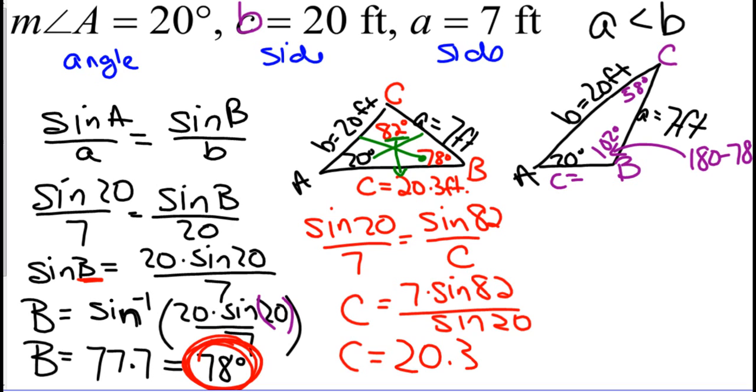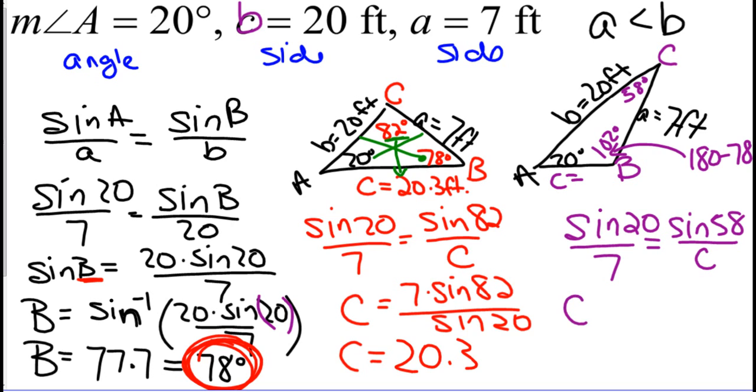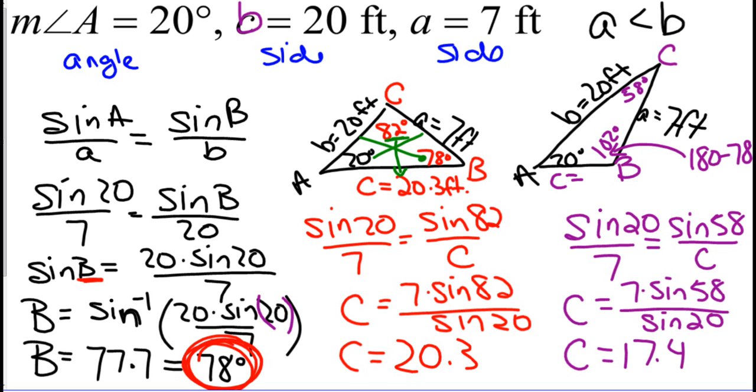And now I just have to do one ratio real quick. I'm going to use the same thing that I used for the first triangle, my sine of A over A. So sine of 20 over 7 is going to be the sine of 58 over C. When I cross multiply and divide, I will get 7 times the sine of 58, and I will divide it by the sine of 20. And then I will get C is 17.4. I can't even read my handwriting, guys. 17.4 feet, running out of space there.